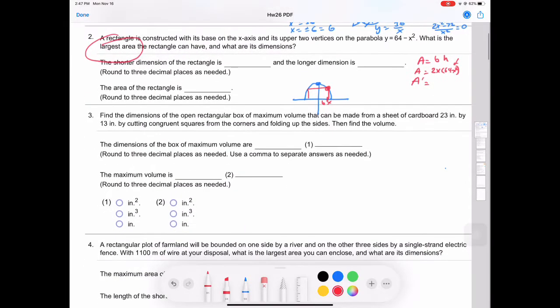Let's go ahead and set up the next one. Find the dimensions of an open rectangular box of the maximum volume it can be made from a sheet of cardboard 23 inches by 13 inches by cutting congruent squares from the corners and folding the sides up to find the volume. Okay, we're going to have an open box. So an open box looks something like this.